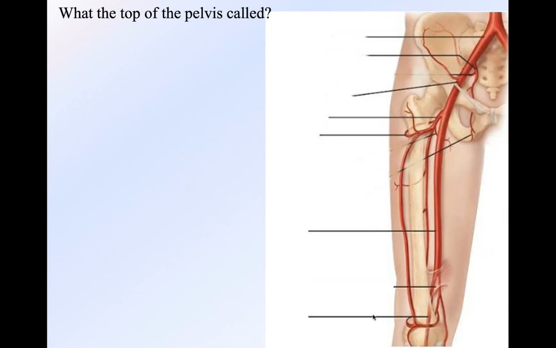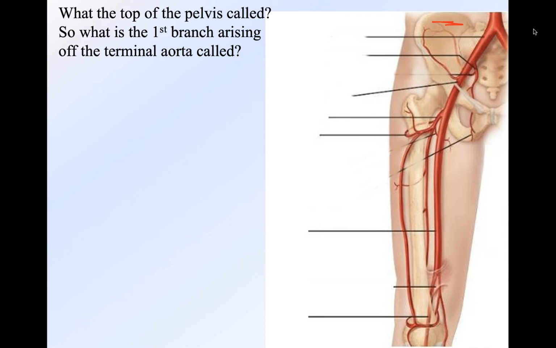Now we move down to the lower limb. What is it that the top of the pelvis is called? I hope that you remember it's called the ilium. And so here again, we get to the end of the descending abdominal aorta, and it branches. And it branches into the common iliac. And so here we have right common iliac, and there you can see the left common iliac going over that way. Well, the common iliac divides fairly quickly.